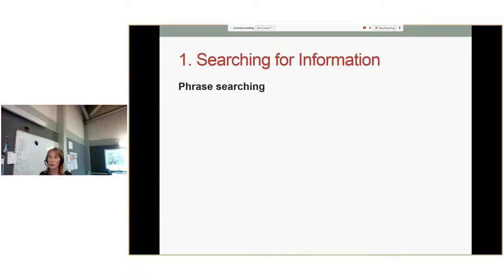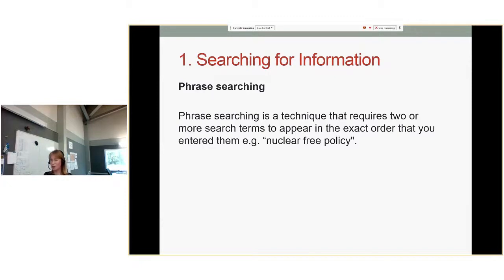So another way of narrowing things down is phrase searching. Phrase searching is when you've got two or more words and you put quotation marks around that phrase, and then it will search for readings and articles that have those words in exactly that order. I'm just taking some of these examples from the learning support website. The example they have is nuclear-free policy. If you just did a search for the word nuclear, it's going to come up with an enormous number of readings. But if you put nuclear-free policy with quotation marks around it, then it's going to narrow your search down to more specifically what you're looking for.